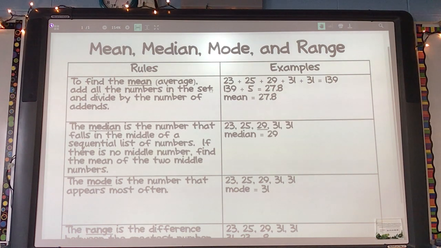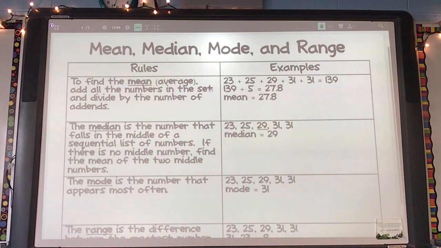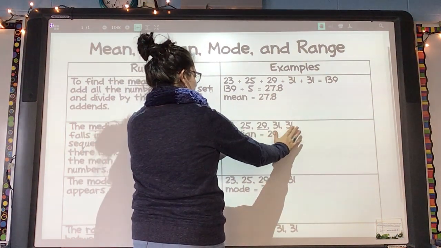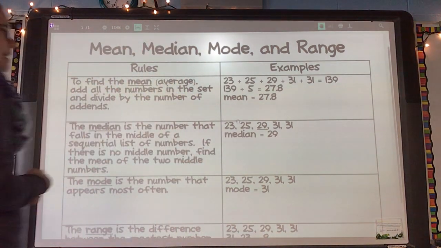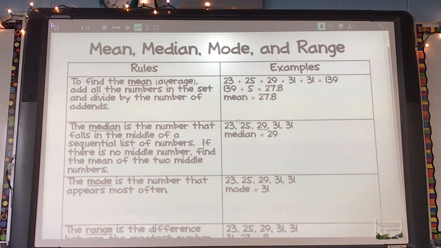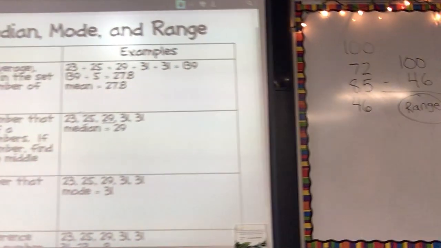So if you look at their list of 5 numbers, they're still using the same 5 numbers, but they put them in order from least to greatest. So when they put them in order, it goes 23, 25, 29, 31, and another 31. When they work their way to the middle now, the number in the middle is 29. That's the median.